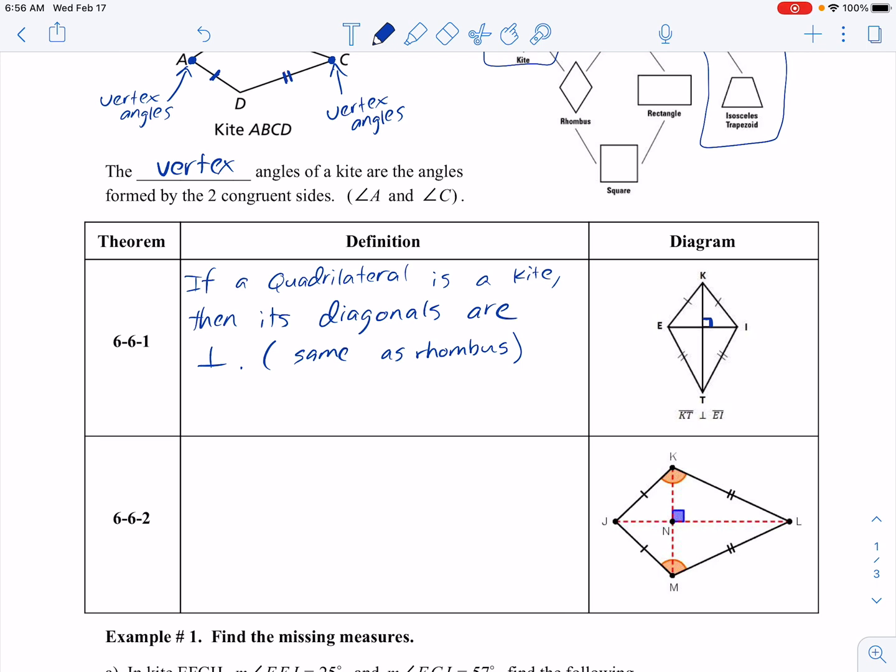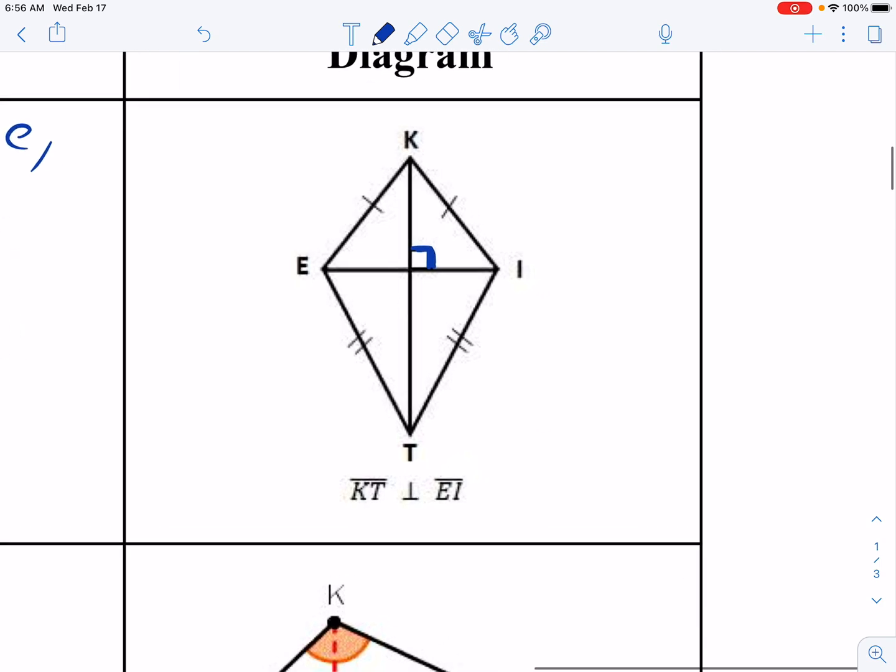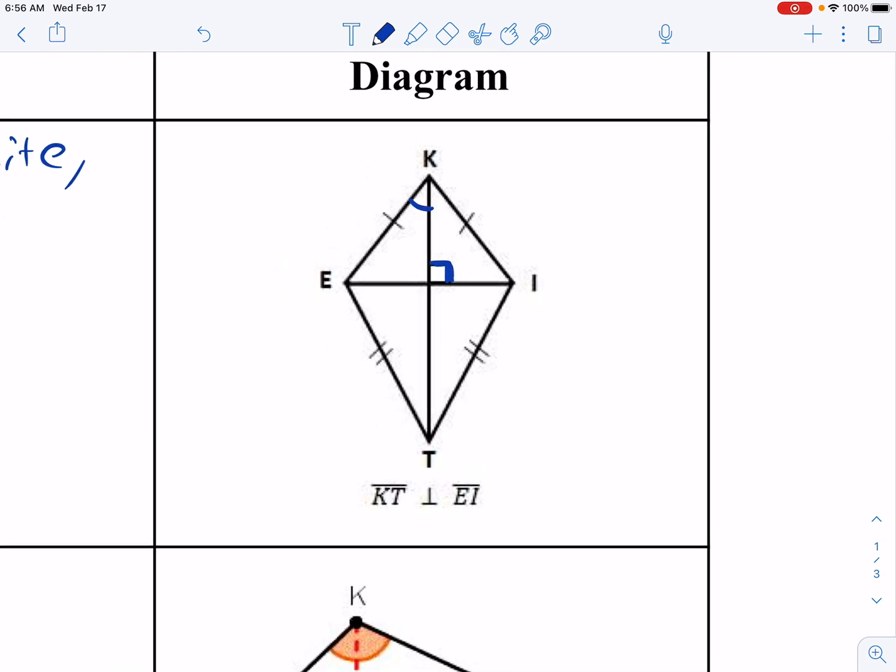Something else I want to point out here that I'd like to add next to this diagram. The diagonals also have two other properties that we need to list on here, okay? The diagonal also bisects a pair of opposite angles. So I'll just make note right here that one diagonal bisects both of the vertex angles, splits them in half.